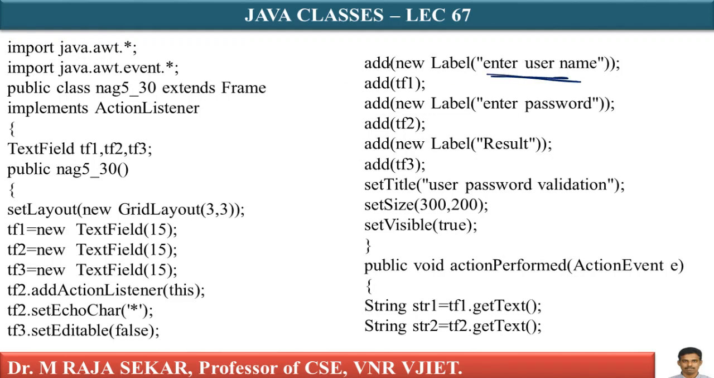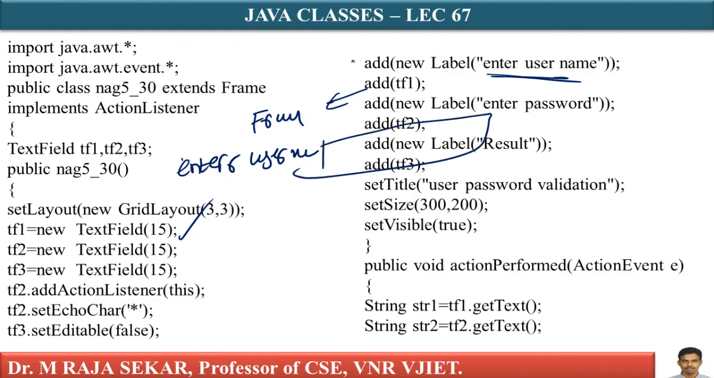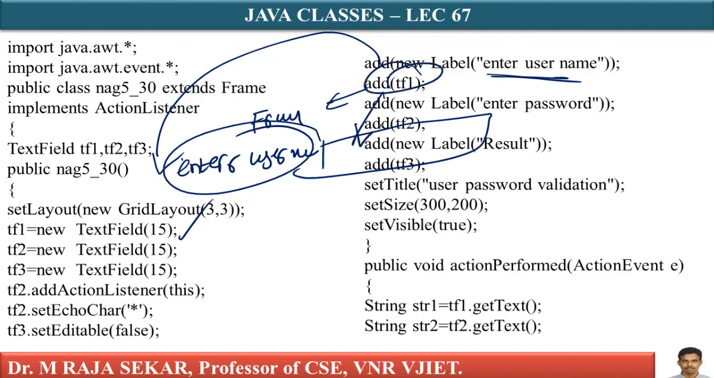Enter username. That add TF1. What is add TF1? Text field TF1 is added to the frame. What is text field TF1? This is a text field. It means first you will get a label, enter username, like this. Then a text field with 15 characters is added. Because of this, you will get enter username, and because of this, you will get a text field. That's what it says, isn't it?